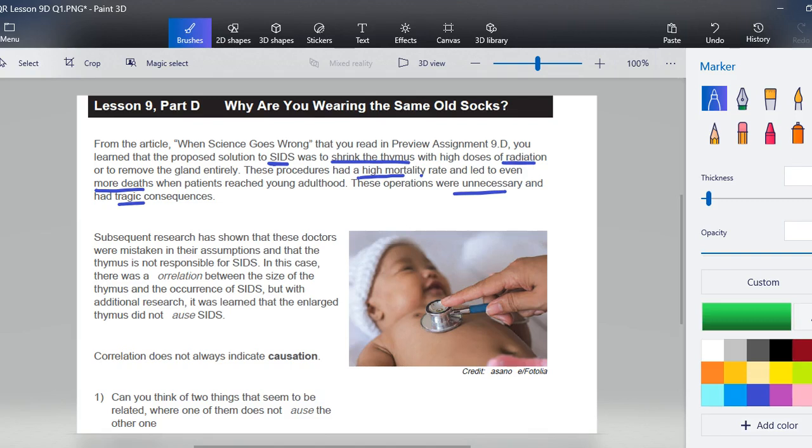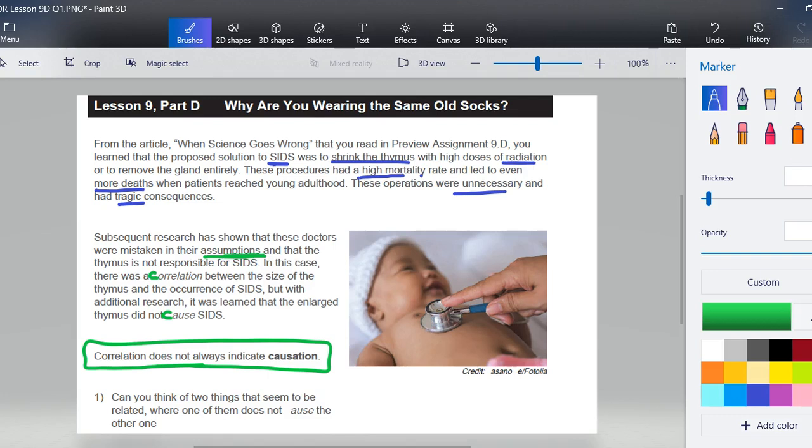Subsequent research has shown that these doctors were mistaken in their assumptions and that the thymus is not responsible for SIDS. In this case, there was a correlation between the size of the thymus and the occurrence of SIDS, but with additional research, it was learned that the enlarged thymus did not cause SIDS. Large note for your notes, for your flashcards, for your glossary, correlation does not always indicate causation.